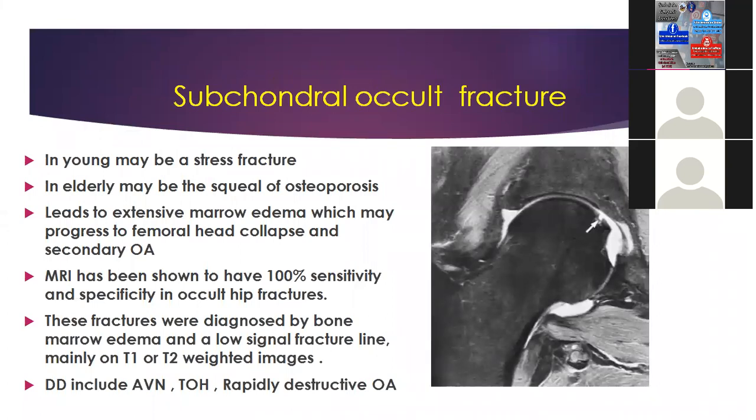There is another item which is called subchondral occult fracture. I think maybe it comes in the extremities, in the elderly and in the youngest one, and leads to extensive marrow edema. You can suspect it from minor trauma, and then after a few weeks the pain is progressive, and then you do CT, not too much equivocal, and then you do MRI, it's completely bright. So this is a stress fracture.